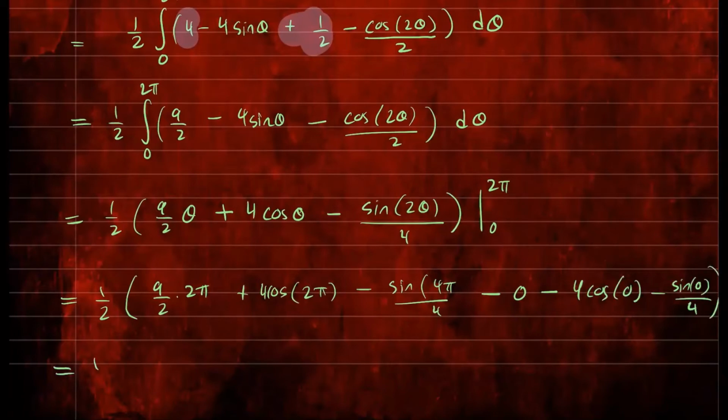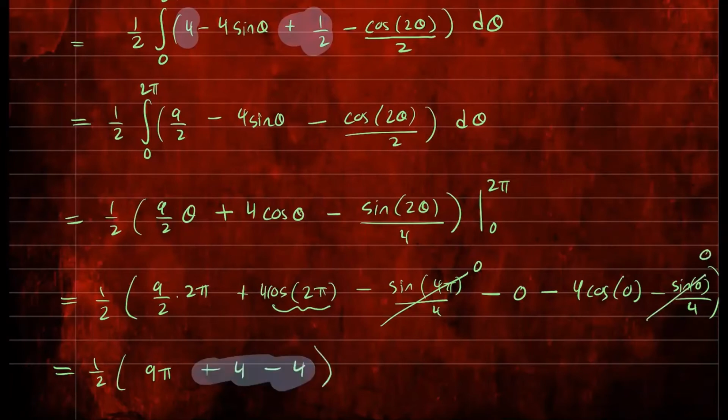Now let's simplify this. This is 1/2 times 9 over 2, and the 2 cancels, so we can simplify that further as 9 pi. Now here, this is going to be 1, so this is just 4 times 1, that's 4. Sine of 4 pi over 4, that's 0. And then cosine of 0 is 1, so minus 4. Sine of 0 is also 0. So now these terms will cancel out. Our area will simply be 9 pi over 2. So that's the area of this polar region.